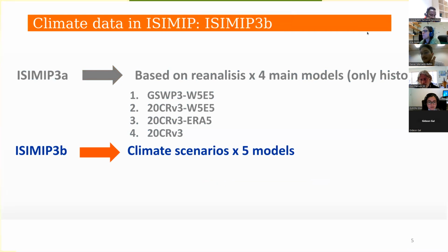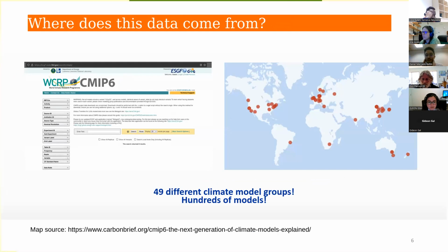Then let's go to ISIMIP 3B. ISIMIP 3B is the climate scenario that we know, like for instance historical, PI control, and all the future scenarios, the regular ones we are used to hearing about. And for this one, we have 5 models. Don already talked about them, but I just want to be clear and let you know that there are many groups developing simulations. It's not that ISIMIP only gathered 5 models, but as you can see here in this map, and this is the source of the map at the bottom, we have 49 different climate models that are simulated for CMIP6, which is the new phase of the climate models.